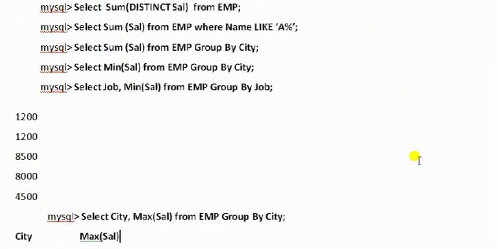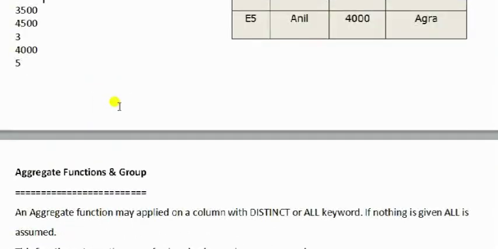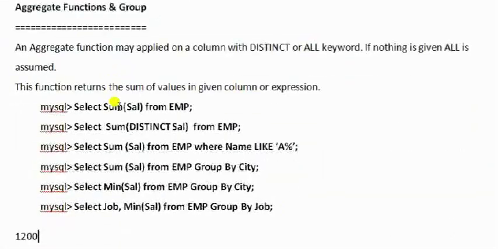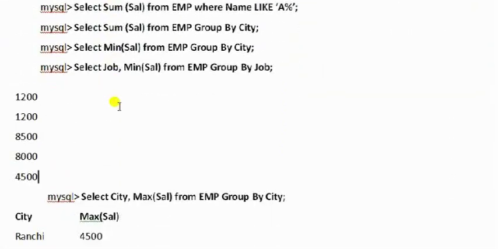So group by city, 4500 and 3500 together is 8000, and one more, that is 4000.